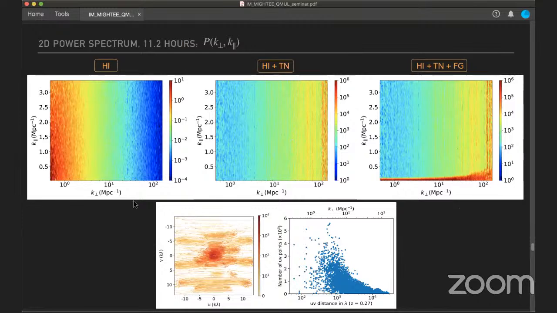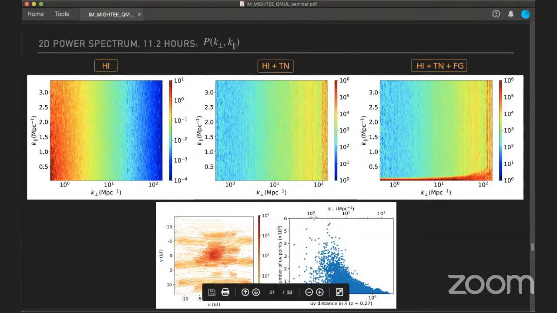So in this plot, I show you the results from our simulation pipeline. The first is when we just include the H1 contribution that I have already shown earlier. And the second plot here is when we add the thermal noise component. If you look at this plot, we see that we have low thermal noise, and it increases as you go to high K perp values. And it actually follows the baseline distribution.